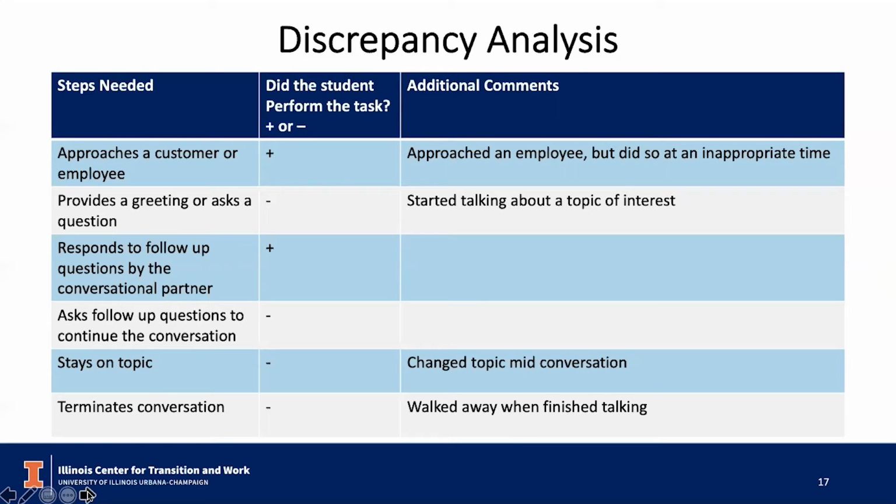For example, in the first step, approaches a customer or employee. In this particular case, the student was able to do it, but something to note was that they approached the employee, but they did so at an inappropriate time. So yes, they were able to approach the customer, but they just didn't do it at the appropriate time. Therefore, this is still something that needs to be looked at further.